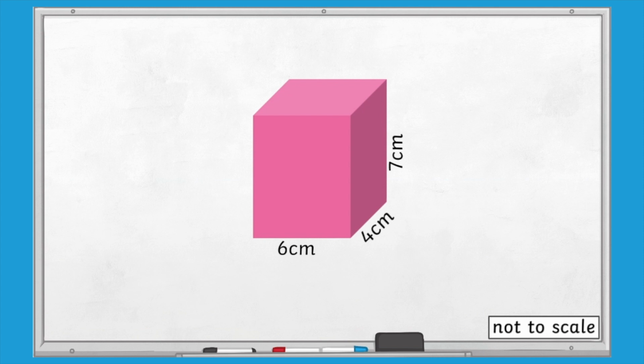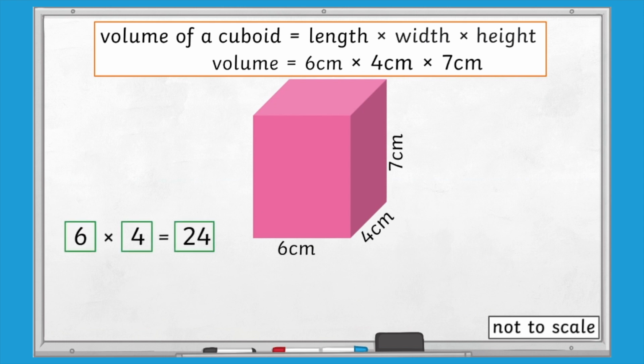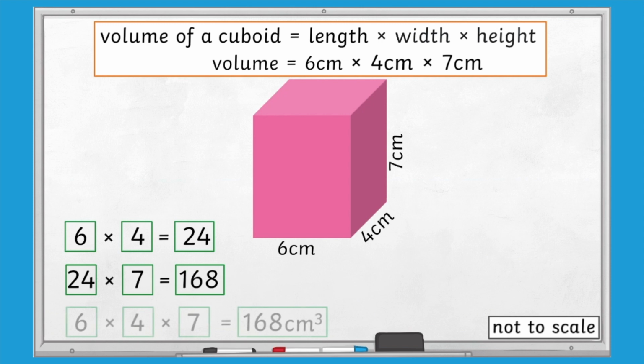Remember, the volume of a cuboid can be calculated by multiplying the length by the width by the height. So for this cuboid, we would need to multiply 6 centimetres by 4 centimetres by 7 centimetres. 6 multiplied by 4 equals 24. 24 multiplied by 7 equals 168. We would say the volume of this cuboid is 168 cubic centimetres.